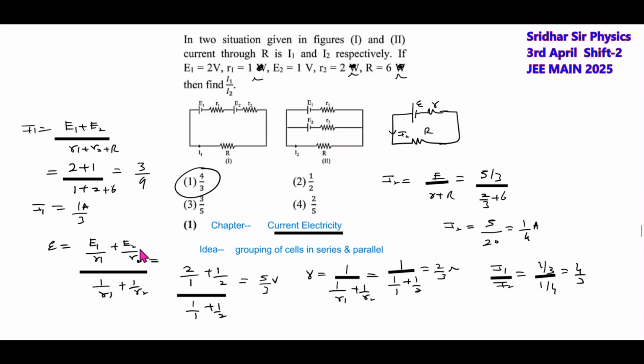Grouping of cells, this formula is very important. And next, this formula. Series, you know this one: it will be net EMF by net resistance. When the cells are grouped in parallel, these are the equivalent EMF and the equivalent internal resistance.